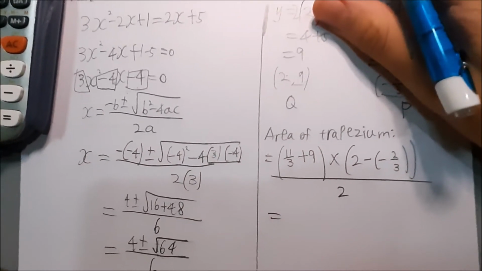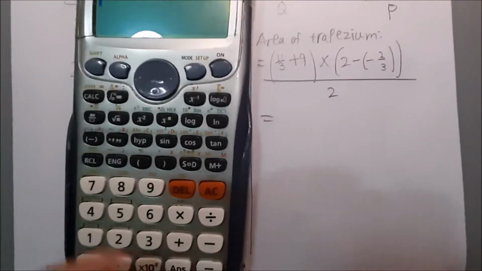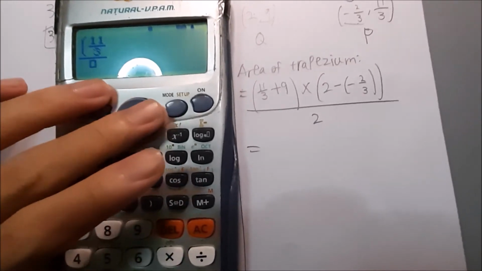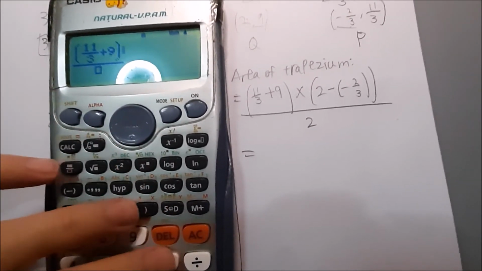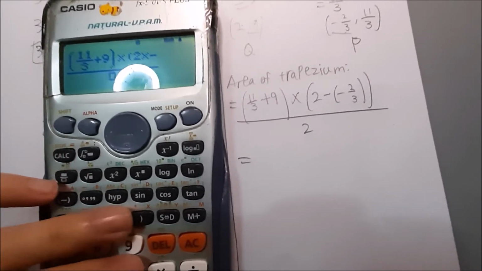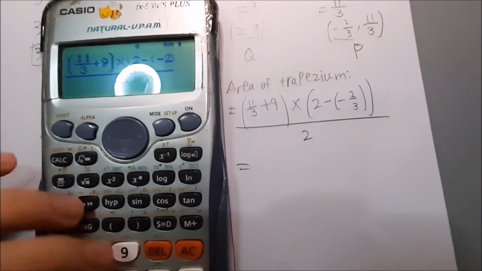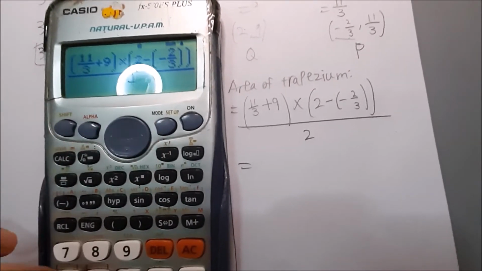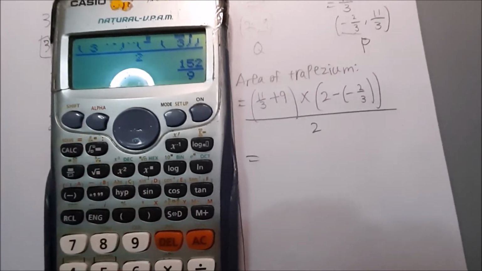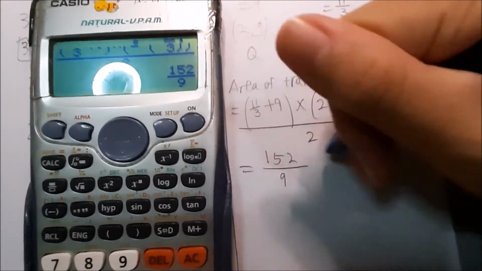If you simplify this equation, you get 11 over 3 plus 9 times the height, which is 2 minus negative 2 over 3, divided by 2, and you get 152 over 9. So this is the area of your trapezium.